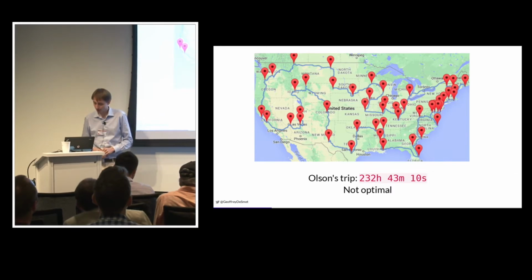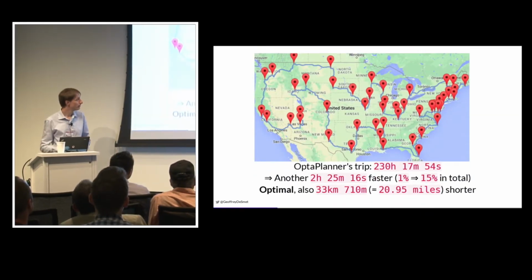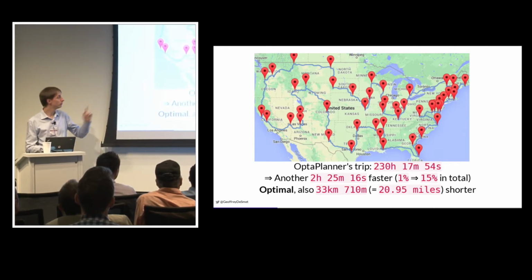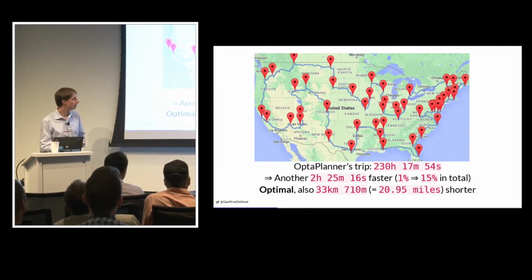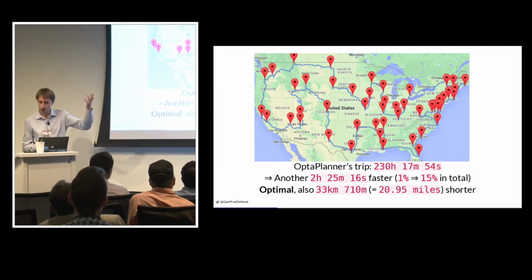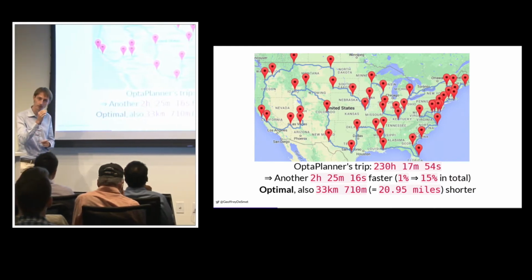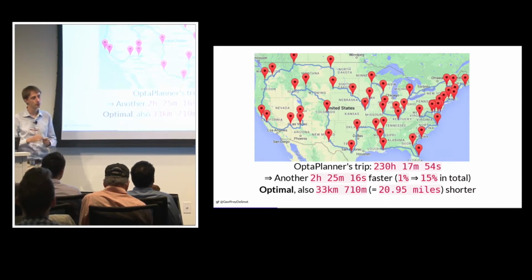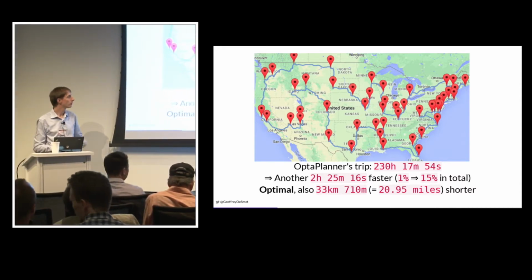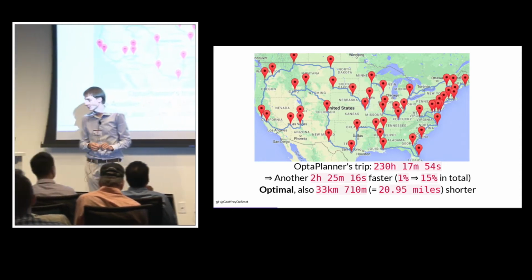So this is Olsen's trip. It's not optimal, as I've shown a minute ago. So this is OptaPlanner's trip. It's 2 hours and 25 minutes faster. So it's 1% faster, 15% in total faster than the original traditional algorithm. And it's 21 miles shorter. So by taking a better constraint solver, a better algorithm, we can save a lot of time and we can save a lot of distance. Of course, this is on 230 hours. This might not look like much, and this is indeed not that much.